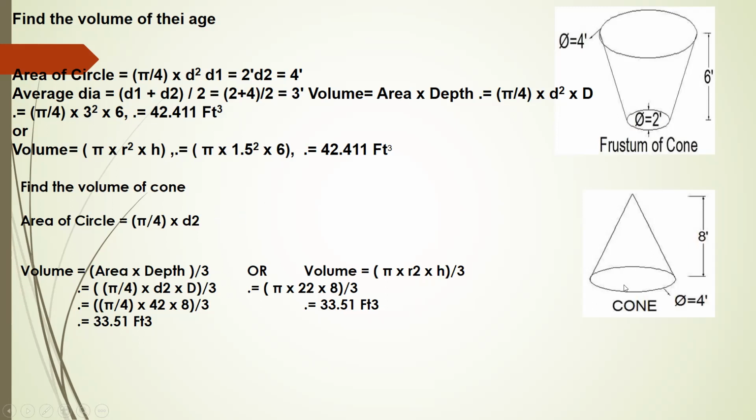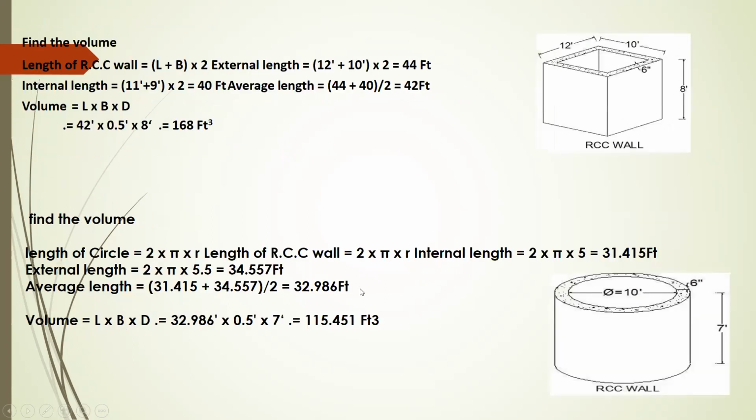Here, volume of the cone: diameter is 4 feet, height is 8 feet. Area of the circle is pi by 4 into d square. Volume is equal to area into depth, whole divided by 3, or volume is equal to pi into R square into H, whole divided by 3. That means pi by 4 into d square into depth, whole divided by 3, is equal to pi into 2 square into 8, whole divided by 3. That means pi by 4 into 4 square into 8, whole divided by 3, is equal to 35.31 cubic feet.